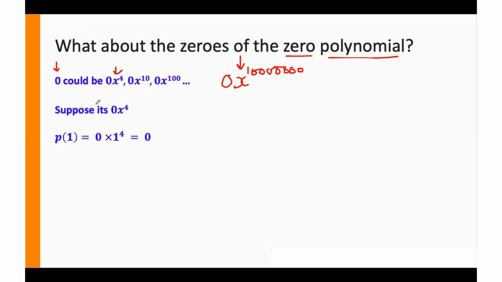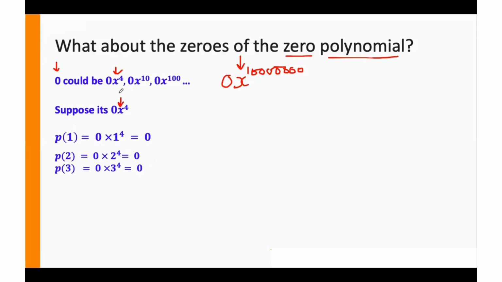So let's see. Suppose the variable x has a degree of 4 and I'm finding p of 1. So 0 into 1 raised to 4, because in place of x now I'll put 1. So 0 into 1 raised to 4 is 0, because anything into 0 is 0. What if in place of 1 there is 2 or 3? So 0 into 2 raised to 4 is also 0. 0 into 3 raised to 4 is also 0.